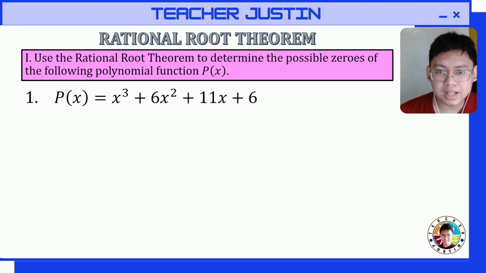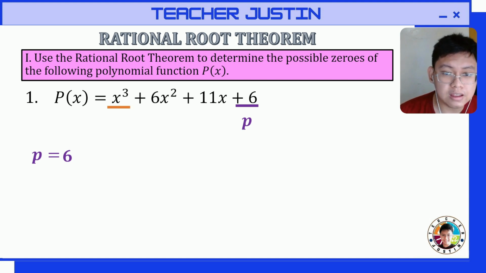So, ang first step natin in using the Rational Root Theorem is for us to identify our P and Q. So, yung P natin is the constant term of our polynomial function. So, yung P natin is equal to 6. Now, yung Q natin, it is the numerical coefficient of our leading term. So, ang leading term natin is x raised to 3. So, ang Q natin is equal to 1. Yung numerical coefficient lang yung kukunin natin.